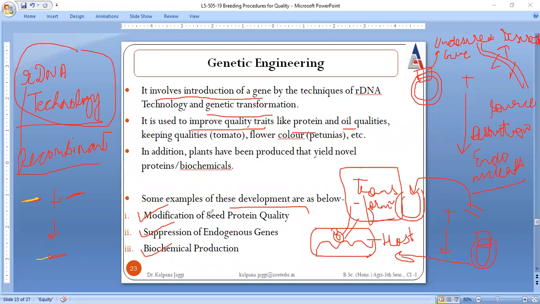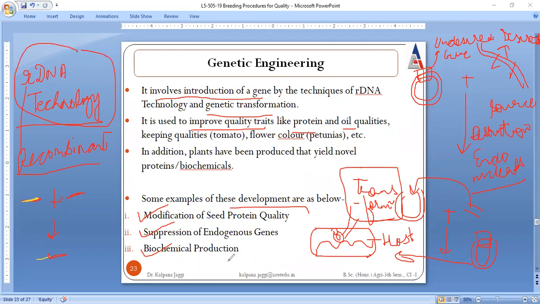That is said to be modification. Sometimes what is happening within the host, there used to be the presence of certain genes which do not allow the good expression of quality trait for protein. So in that particular scenario, we need to suppress that particular gene which is not allowing the trait to represent its good quality.